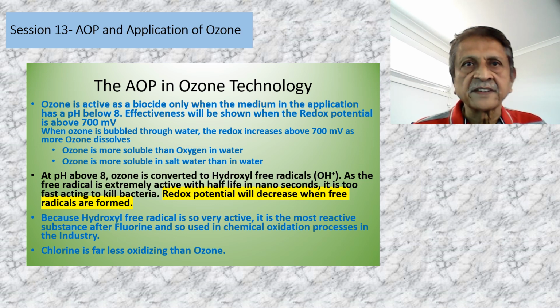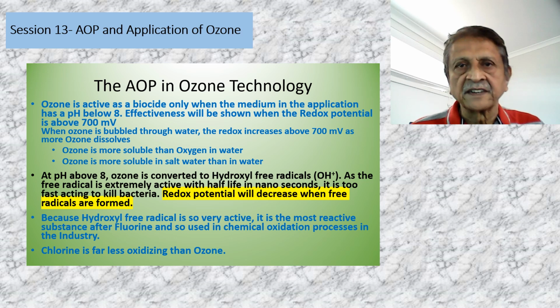At pH above 8, ozone is converted to hydroxide free radicals, and the free radicals are extremely active with a half-life in nanoseconds. It is too fast acting to kill bacteria, and it has been noted that when hydroxide free radicals are formed, the redox potential decreases. Because hydroxide free radical is so very active, it is the most reactive substance after fluorine. It's used in chemical oxidation processes in the industry. As you see, chlorine is far less oxidizing than ozone.